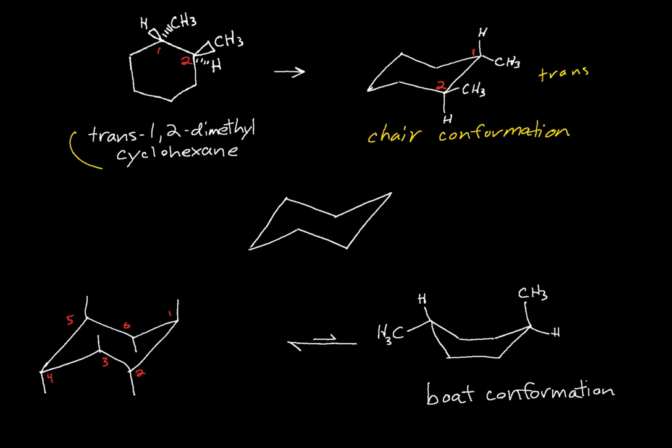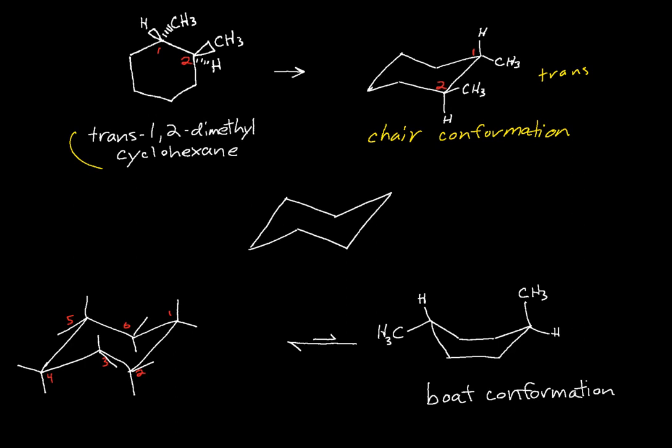Then to fill out the other bonds, you have slightly down, slightly up, slightly down, slightly up, slightly down, slightly up. No, that doesn't look good. Slightly up. So this is the correct way to draw a substituted cyclohexane.